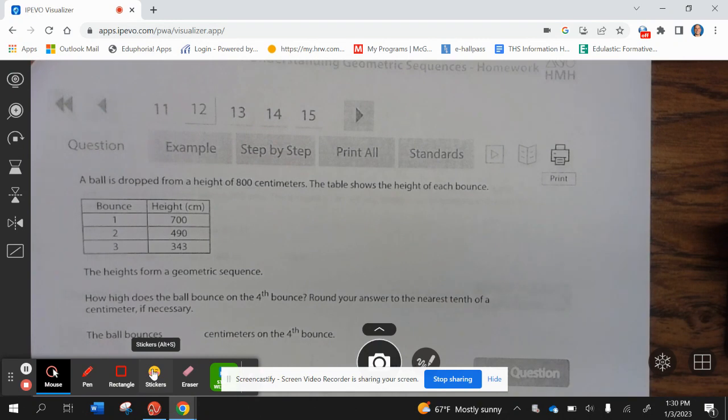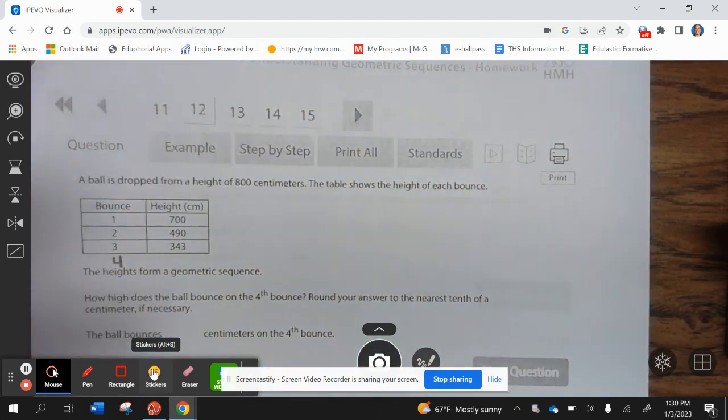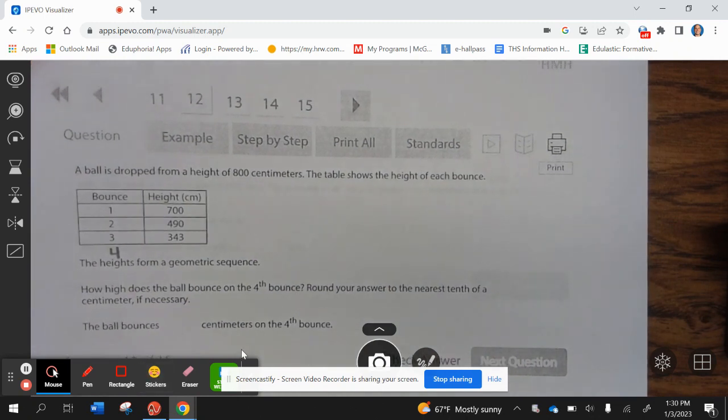All right, a ball is dropped from a height of 800 centimeters. The table shows the height of each bounce. The heights form a geometric sequence. How high does the ball bounce on the fourth bounce? So we're looking for the fourth bounce right here. So we need to find the common ratio.